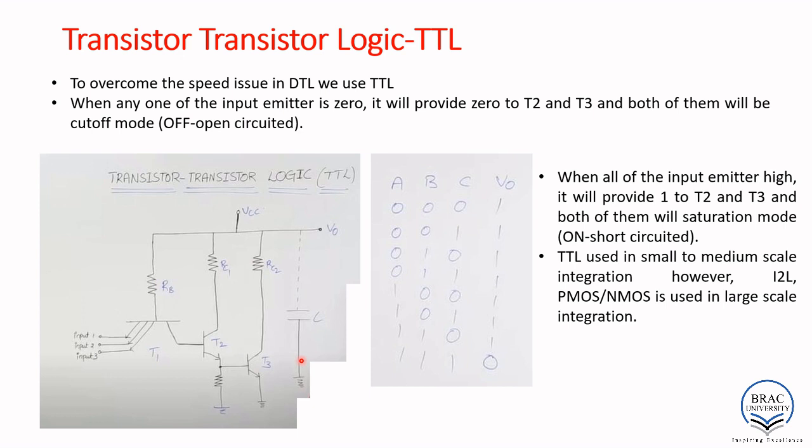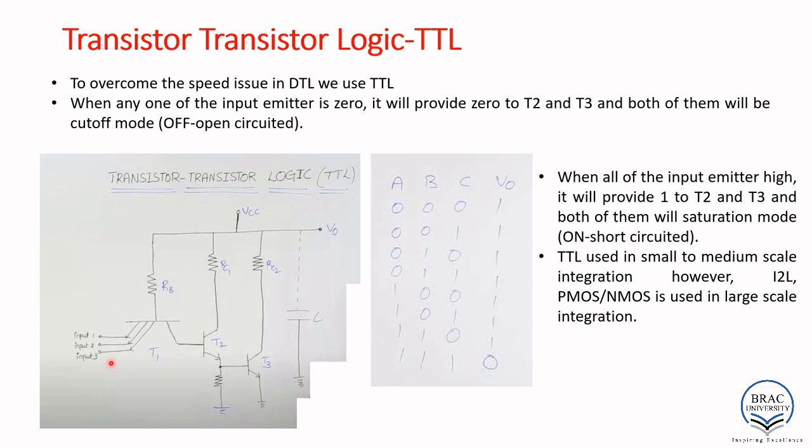Based on that, if we try to draw the truth table, we consider the three inputs 1, 2, 3 as A, B, and C. We have the output V0. So we know that when any of the input emitters is 0, that means if any or all of them are 0, what will happen? We need to determine.